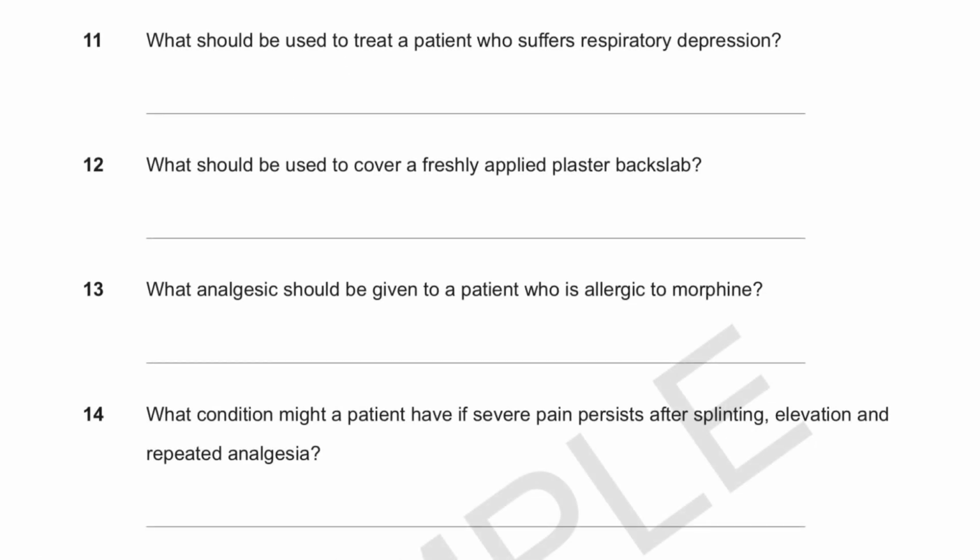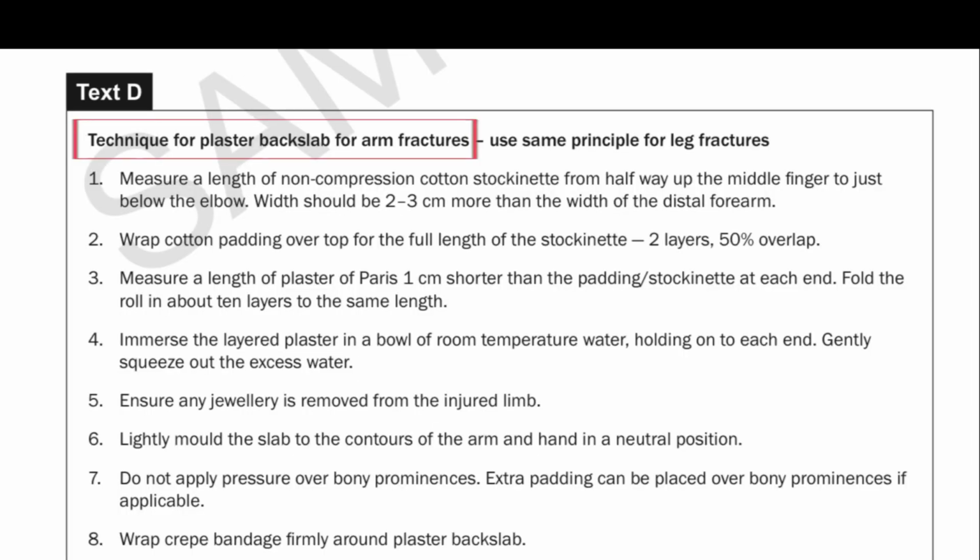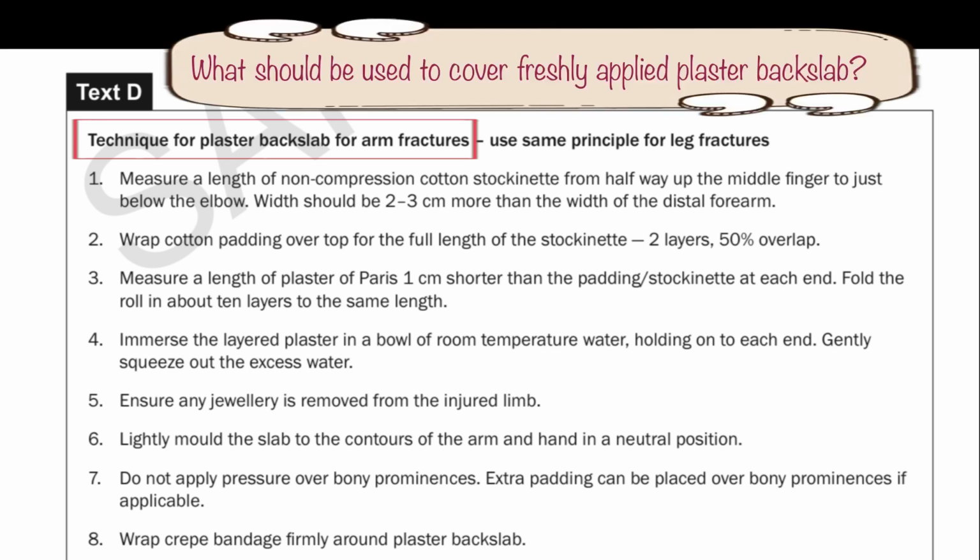Number 12, what should be used to cover a freshly applied plaster back slab? So keywords are plaster back slab. So looking at the extracts, we know for sure that we can find the answer in text D because it talks about plaster back slab. So thinking about the question, what should be used to cover a freshly applied plaster back slab?